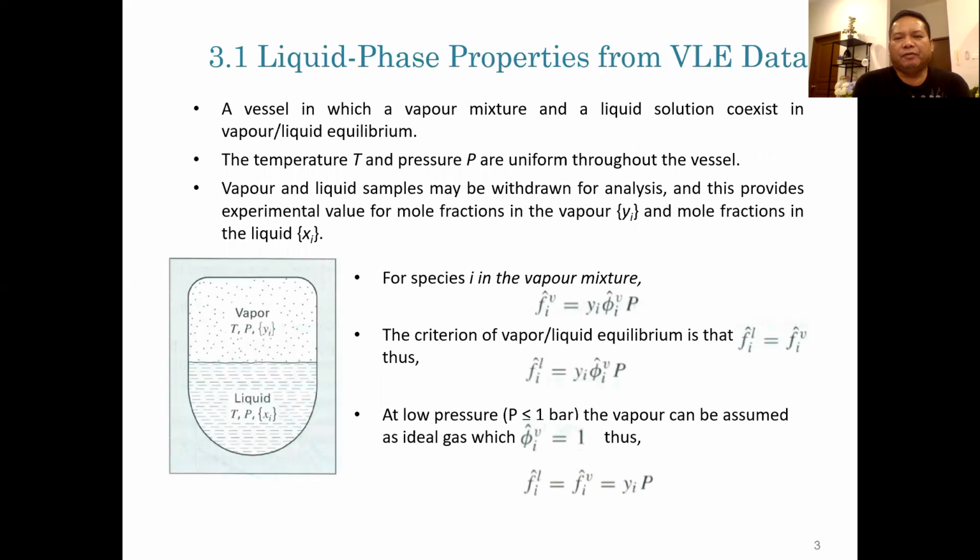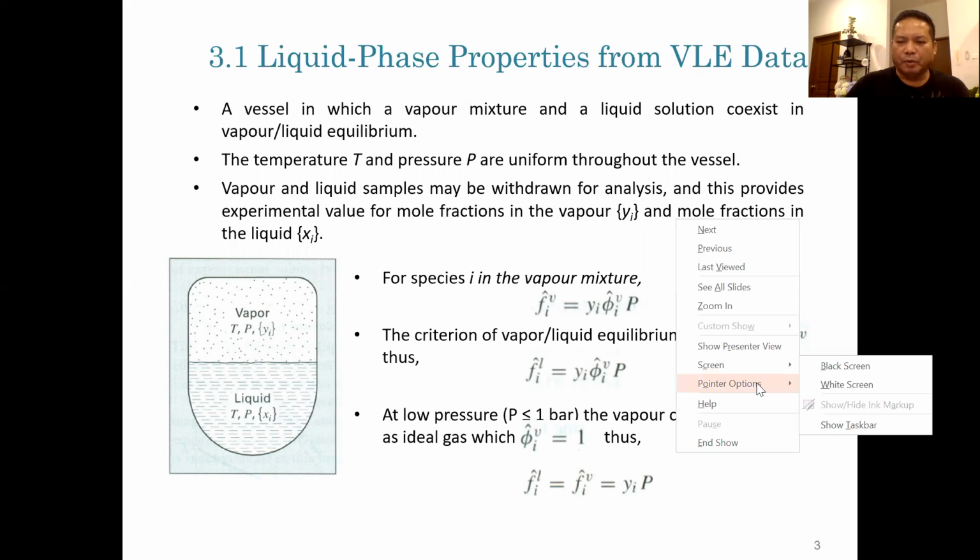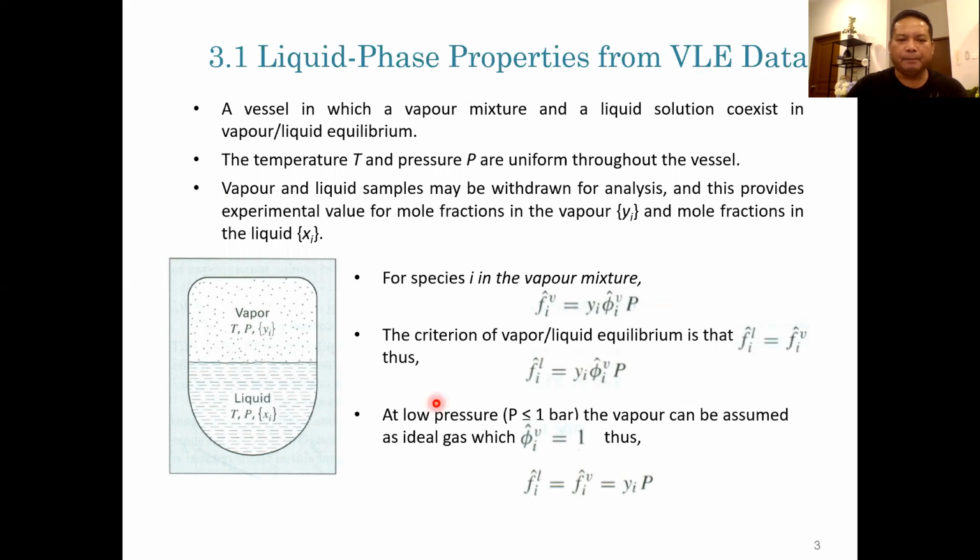Okay, the liquid phase property from VLE data. Let's say we have a vessel here, so on the top part we have vapor, and the bottom part we have liquid. Because the system here is in equilibrium, the temperature and pressures are the same. Now for species in the vapor mixture, we can denote it like this. Remember, this is the symbol for the solutions. This is for vapor, y_i.